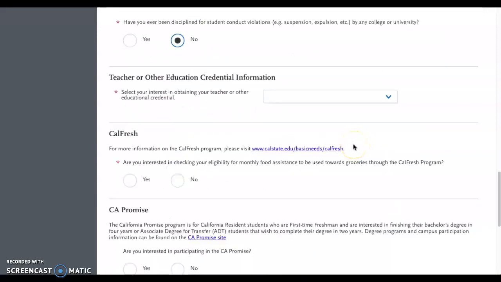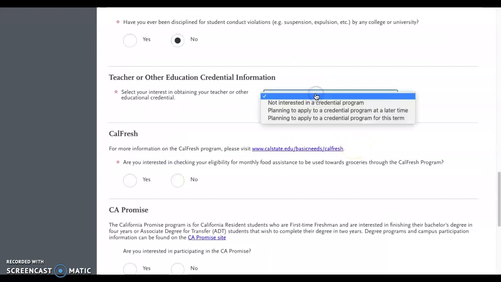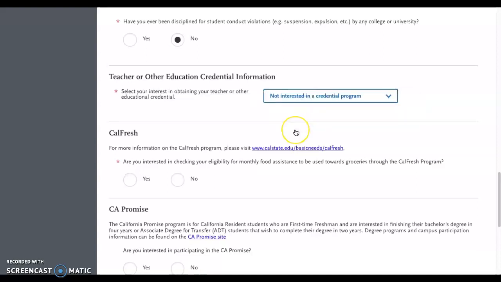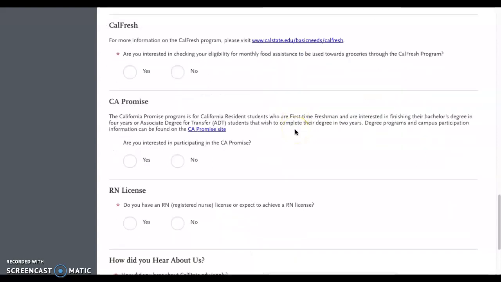You will be asked whether or not you are interested in doing a teacher credential program, either now or in the future. If you are not interested, you can just put not interested. And you also want to indicate whether or not you're interested in having your eligibility checked for monthly food assistance through the CalFresh program. If you'd like more information about that program, you can always click on the link that's provided here.